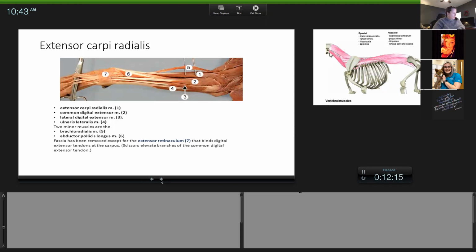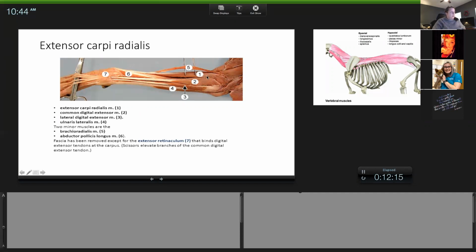This one is extensor carpi radialis. That's on your sheet. Now remember I said this is a dissection image. How many different muscles are there? Okay, there's a bunch here that are labeled. But if we look at number 1, extensor carpi radialis, this originates at the lateral condyle of the humerus. This bone up here that you can't fully see is the humerus. If you remember, the epicondyle is up on the top. That's where it's going to originate. It's going to insert at the proximal metacarpal.